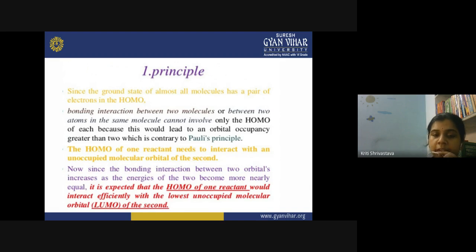It is expected that the HOMO of one reactant would interact efficiently with the LUMO of the second molecule. And this is my first principle. In the frontier molecular orbital approach, it has been said that the HOMO of one reactant, one molecule, will interact with the LUMO of the other molecule. So I hope this first principle is now clear to you.